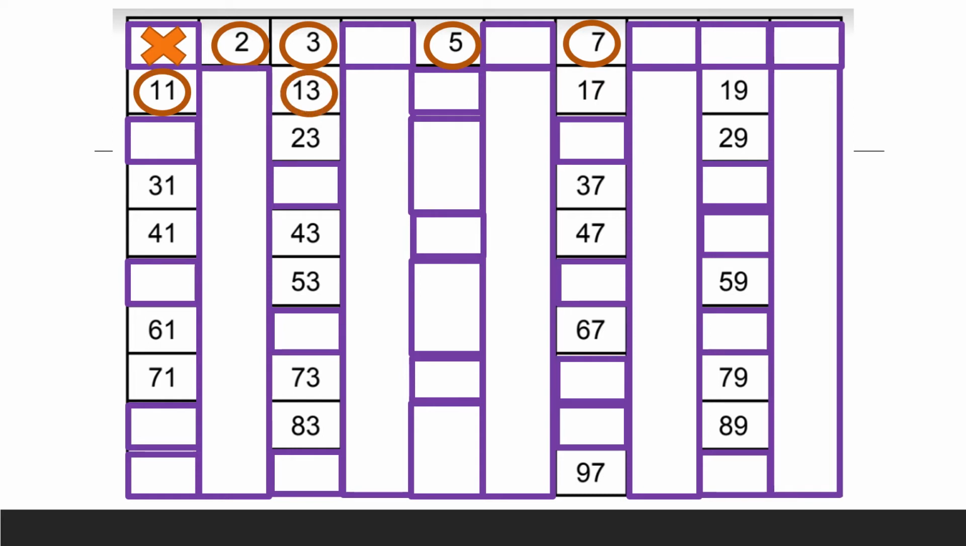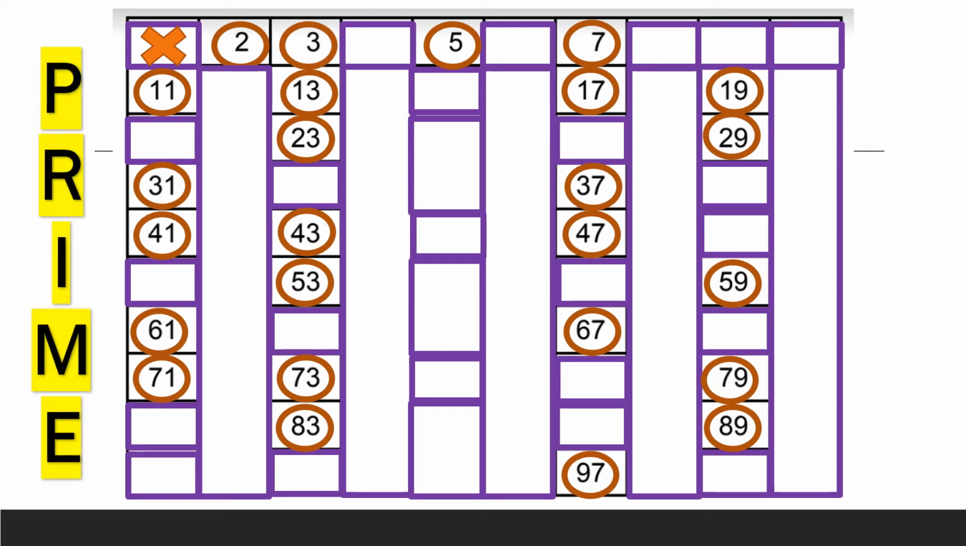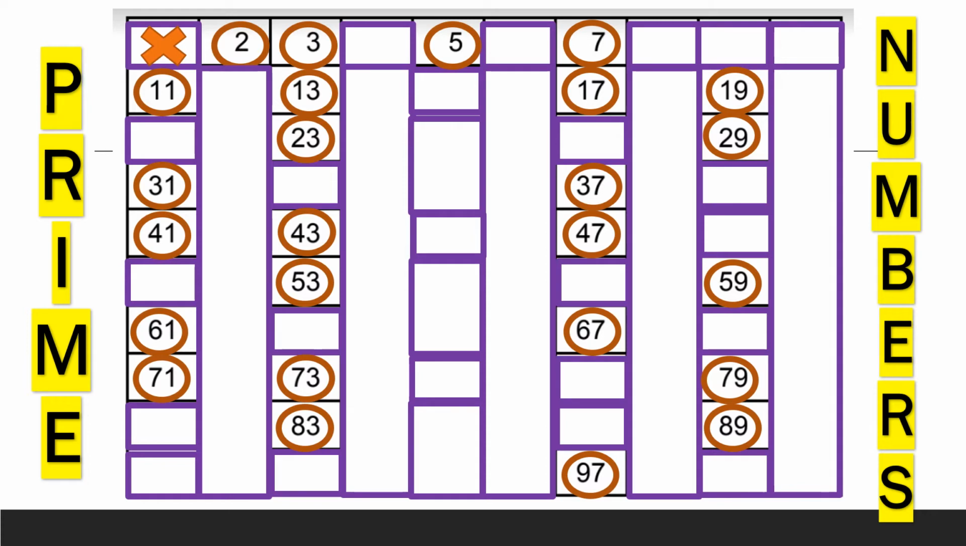So the numbers left are 13, 17, 19, 23, 27, 31, 36, 45, 43, 47, 53, 59, 61, 67, 71, 73, 79, 83, and 89. Then lastly is 97. So the total of numbers that are encircled is what we call prime numbers. So we have 25 prime numbers in numbers 1 to 100.